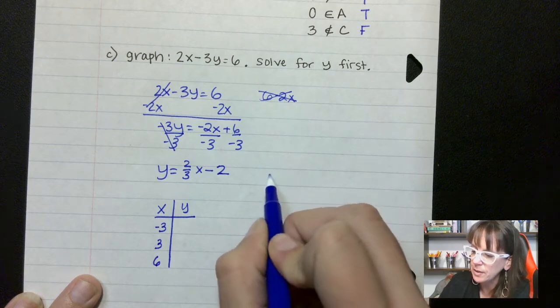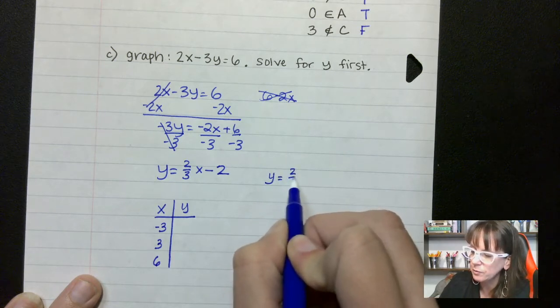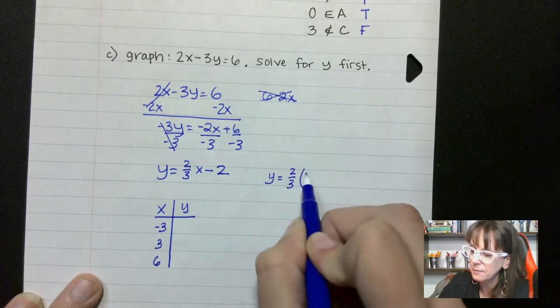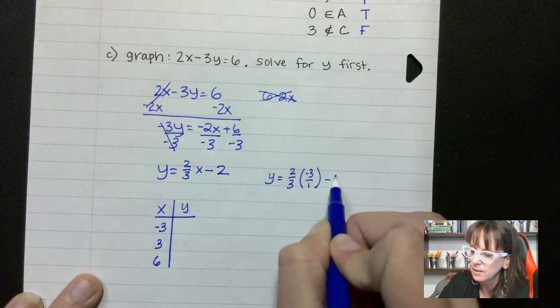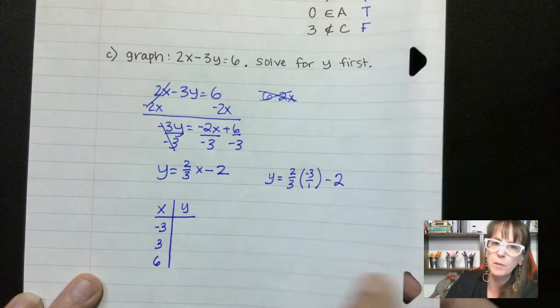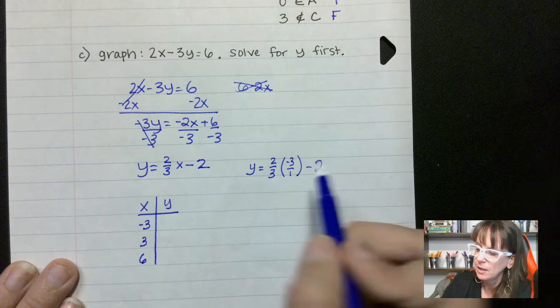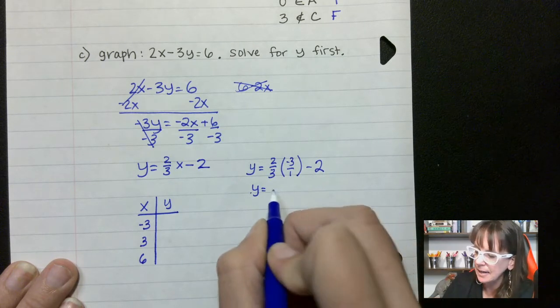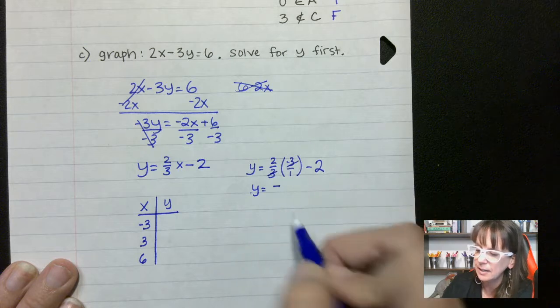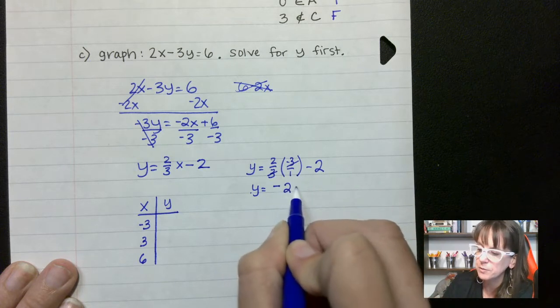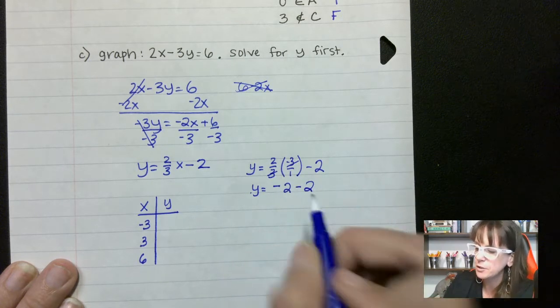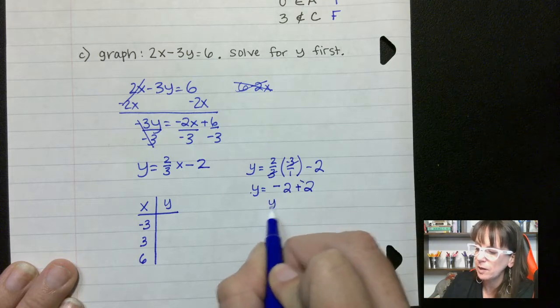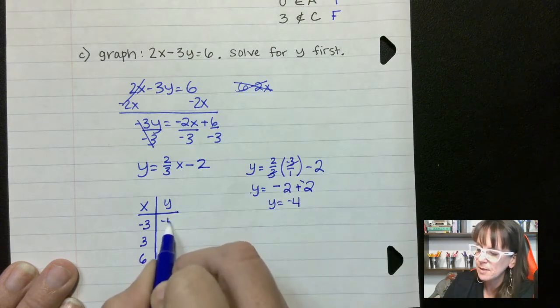All right, so if we have this, we have y equals 2 over 3 times negative 3 over 1 minus 2. I automatically put it over 1 because I'm dealing with fractions. So y equals, now a positive times a negative is a negative. The 3's cancel out, and we're left with 2 over 1, which is just 2. So negative 2 minus 2, remember, add the opposite, and we get y equals negative 4.